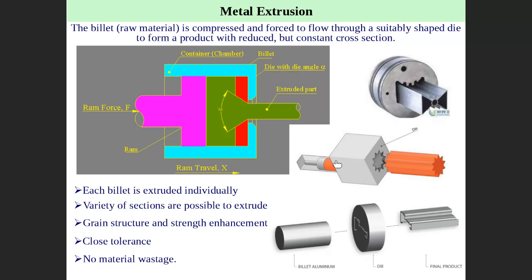As I told you, the material here is initially cylindrical in shape. We put the material in, we apply pressure, and the material will exit exactly with the die opening shape, right? Volume is constant. Starting volume is equal to the final volume. So the cross section dimension will change, and then the length will also be different.